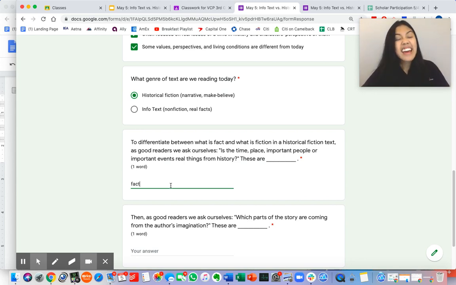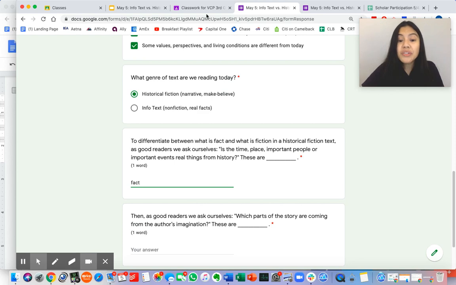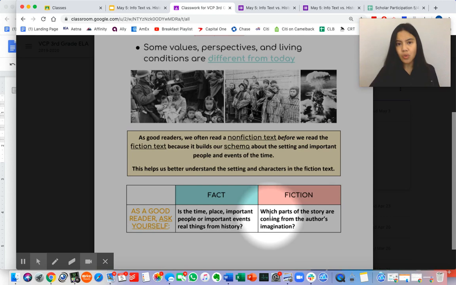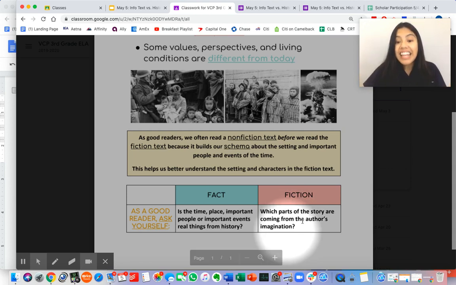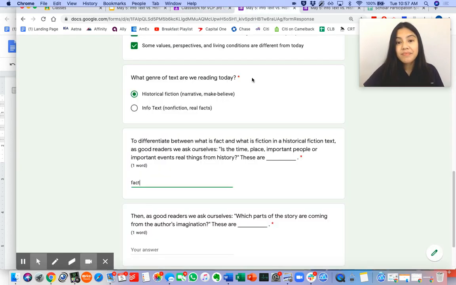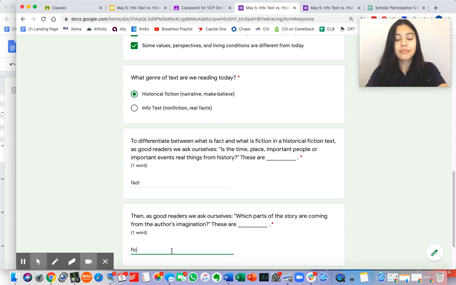Great. After that, as good readers, we also ask ourselves, which parts of the story are actually coming from the author's imagination, are make-believe? If there's a part in the story that is make-believe and comes from the author's imagination, this is fiction. If you need to, pause your video and add that now.